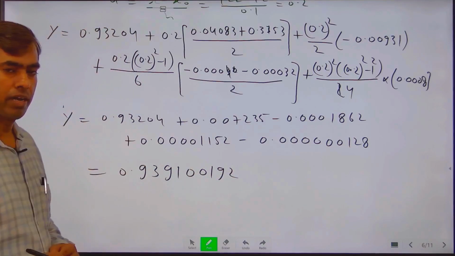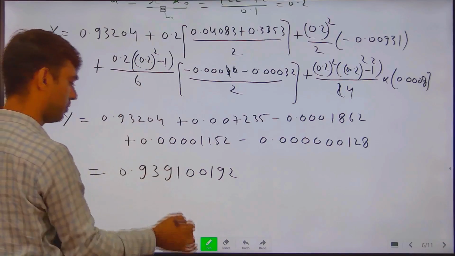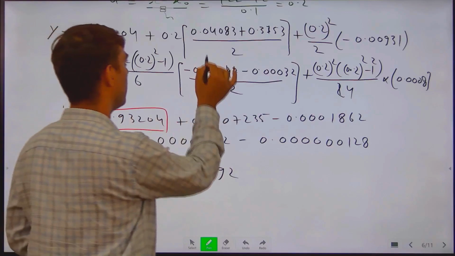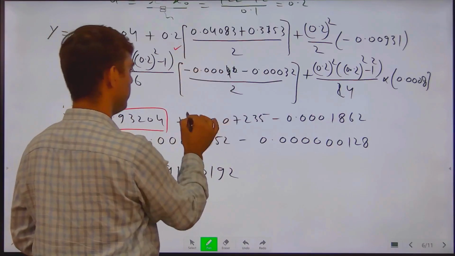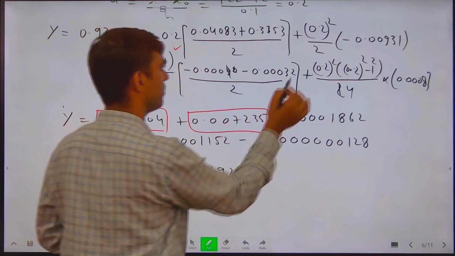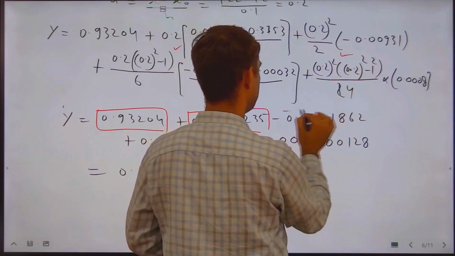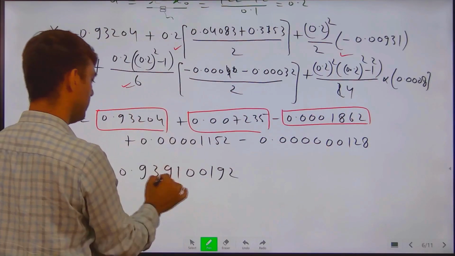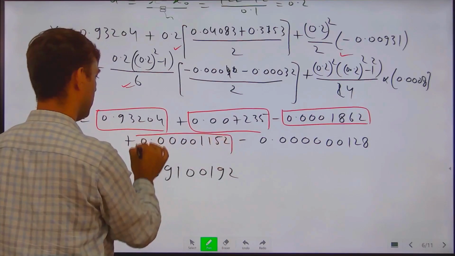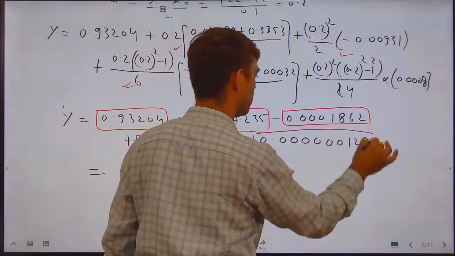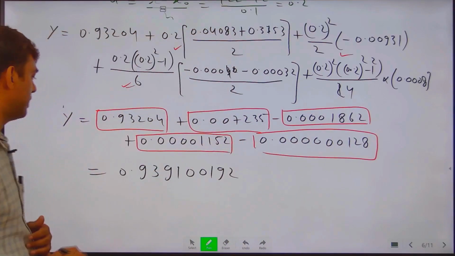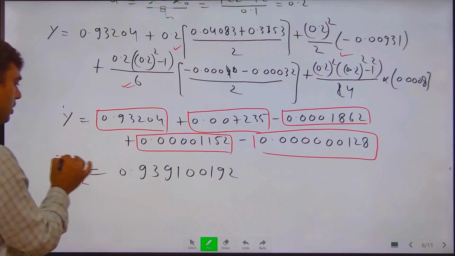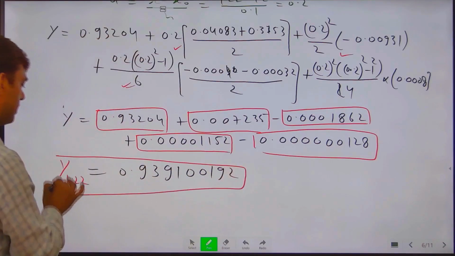After simplification of the first term, we get this value. After simplification of the second term, we get this value. After simplification of the third term, we get this value. After simplification of the fourth term, we get this value. And after simplification of the fifth term, we find this value. After addition and subtraction, we find the value for y at 1.22 is this one. This one is the final result.